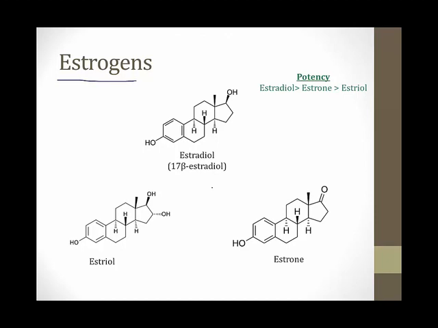At the top of the screen is the structure of estradiol, which is also called 17-beta estradiol. The bottom right side of the screen is the structure of estrone, and at the bottom left is the structure of estriol. You can see that they are all synthesized from cholesterol, and they all have 4 rings like cholesterol. The potency of the estrogens is such that estradiol is the most potent, estrone is in the middle, and estriol is the weakest of the estrogens.